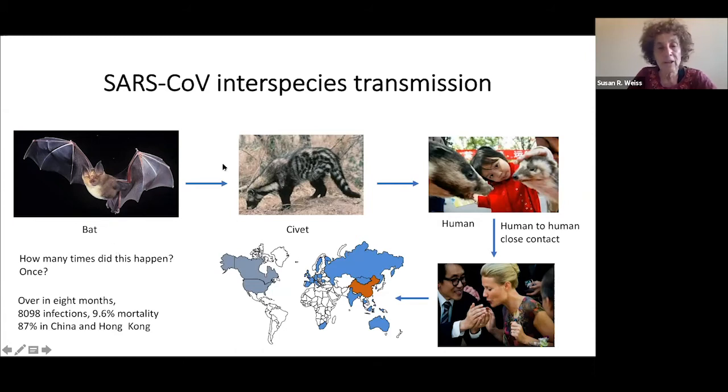And we really don't know how many times this transfer happened or how long this virus was around in civets before it went to humans. Did this only happen once? We don't really know. And it's kind of surprising that we didn't see more evidence of more SARS, but it's really been gone as far as we can tell since 2003.